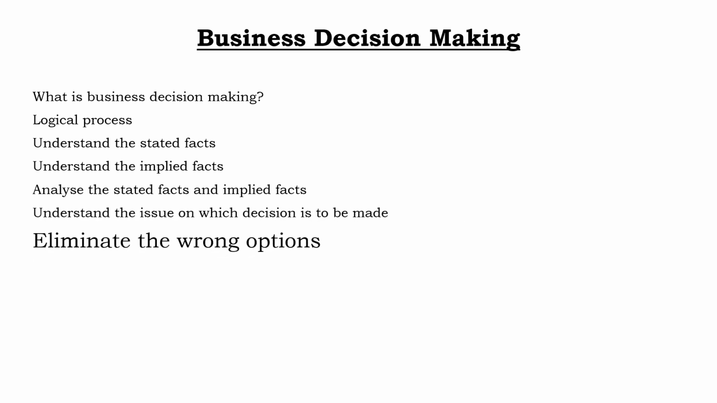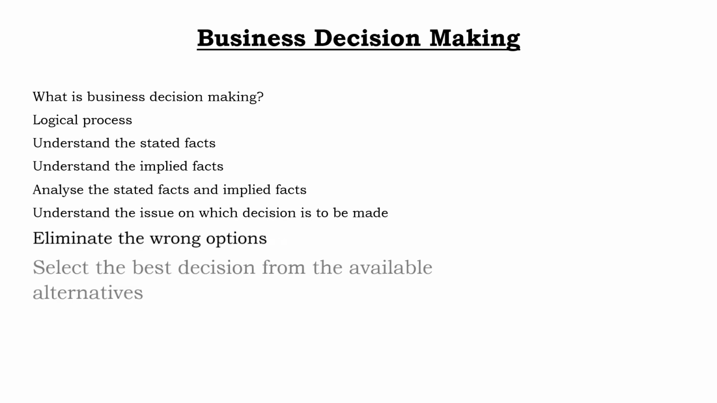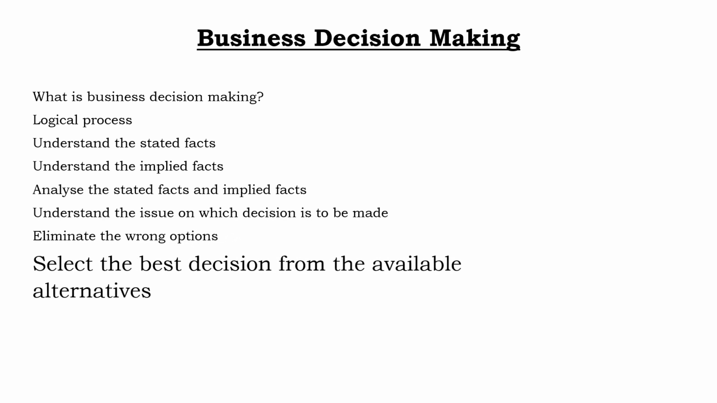Then go through the options. Whatever options are directly contradicting, or are not at all going to be proper decisions, those you eliminate in the beginning itself. So you will be left with either 2 or 3 options which are probable answers, out of which you select the best answer. That is the final process, selecting the best decision from the available alternatives. Once you do that, your decision making is going to be the best decision or a proper decision. So your answer is going to be correct invariably. This is the process you need to follow in a BDM question.